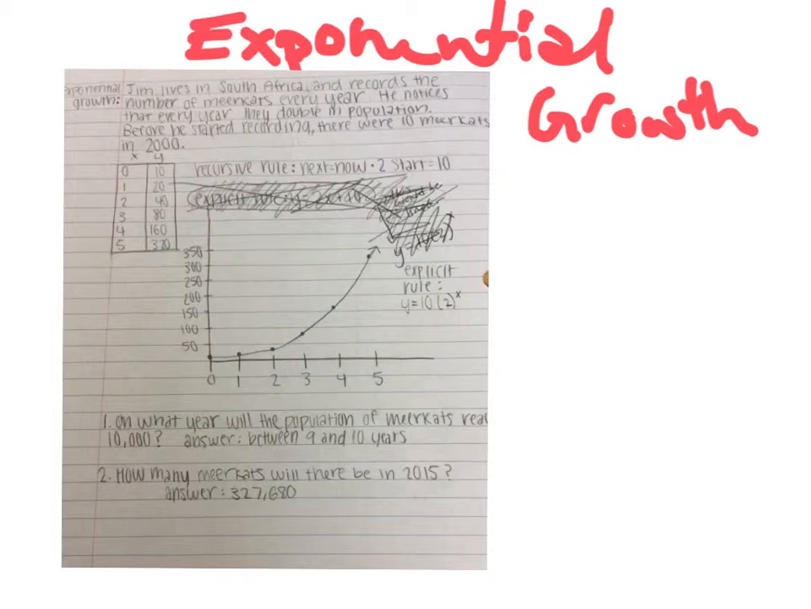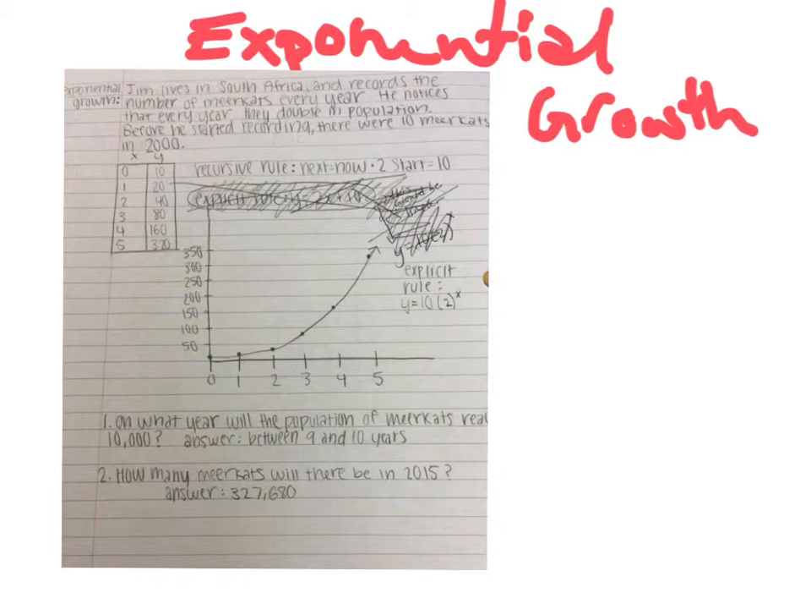Jim lives in South Africa and records the number of meerkats every year. He notices that each year they double in population. Before he started recording, there were 10 meerkats in 2000. So the recursive rule for this problem would be next equals now times 2, because the population doubles each year.